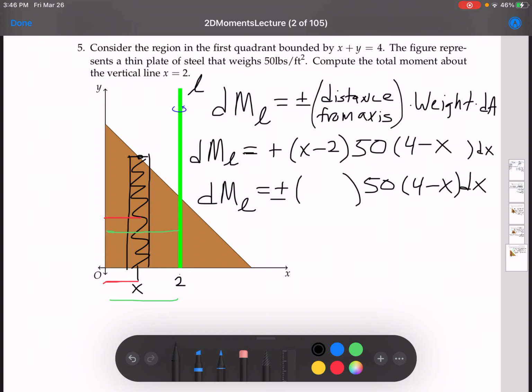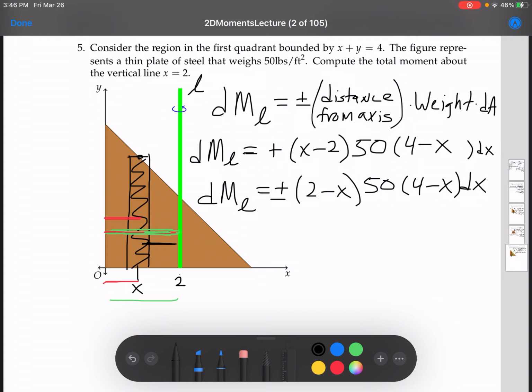So then this distance right here from your rectangle to the axis of rotation, to the pivot axis, right? You can see that this distance here is 2 take away x, right? 2 is the whole thing, right? 2 is this whole thing, and we're taking away x. So that's 2 minus x.